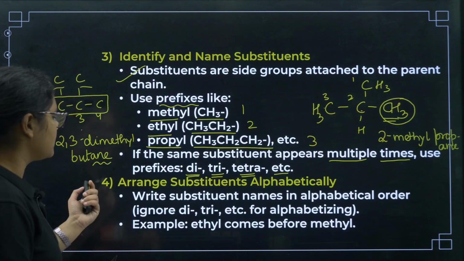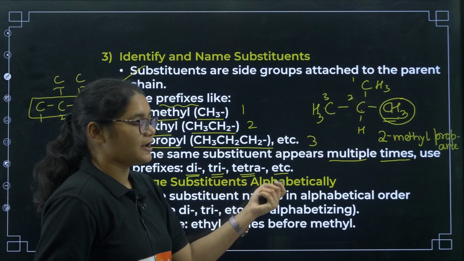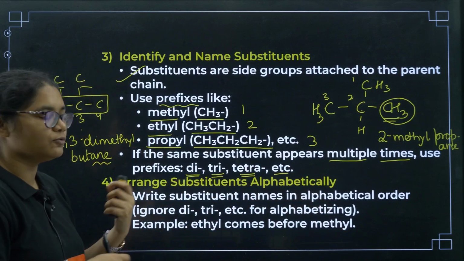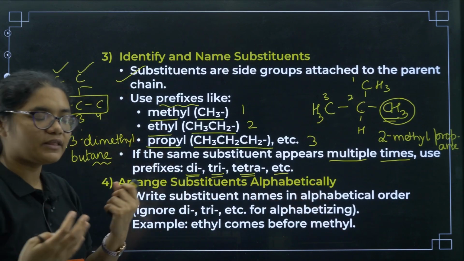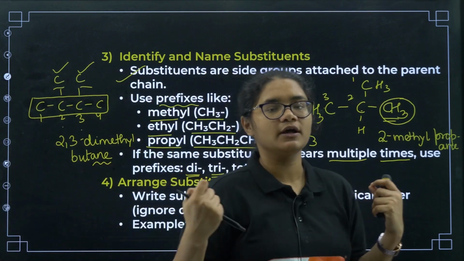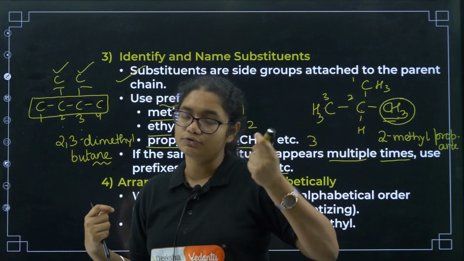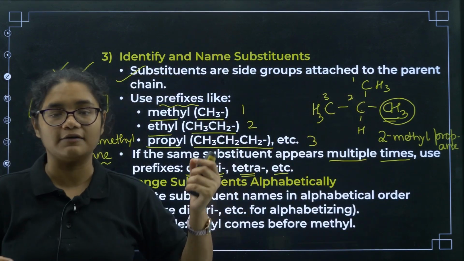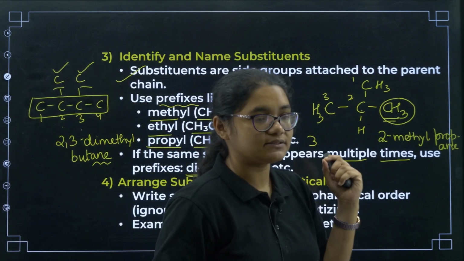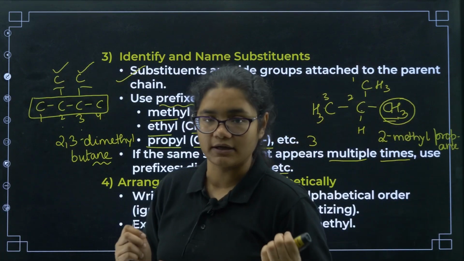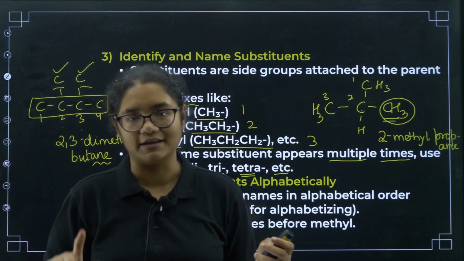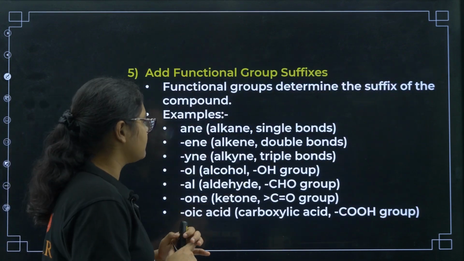Next, arrange the substituents in alphabetical order. If you have more than one substituent, here we got 2 substituents that are the same, right? If there are other substituents which are not the same, then you should give priority based on alphabetical order. The substituent which comes first alphabetically should come first in the name as well. We'll do examples, and it will be clear.